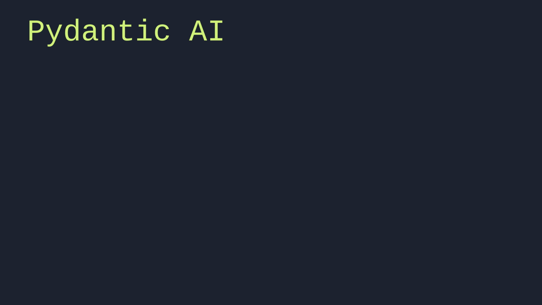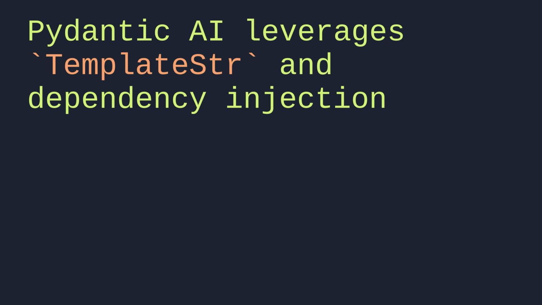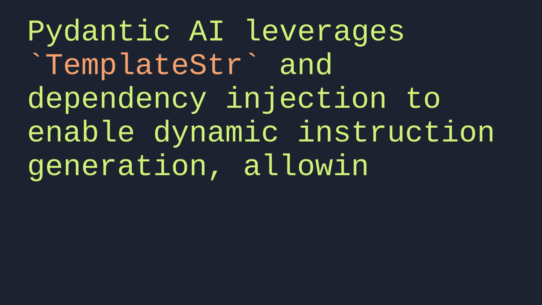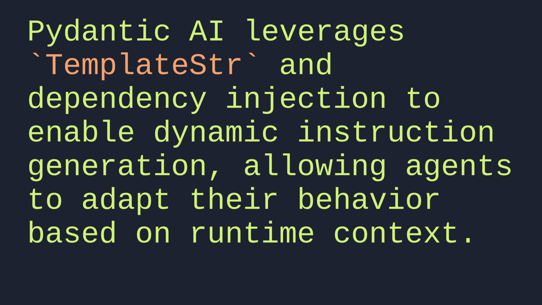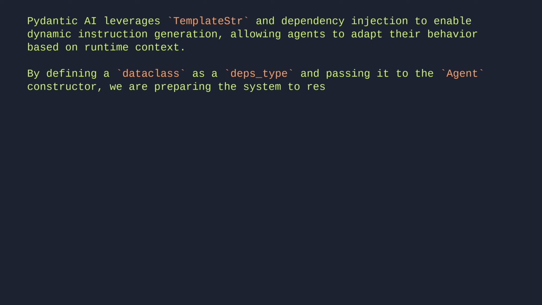Pydantic AI leverages TemplateStr and dependency injection to enable dynamic instruction generation, allowing agents to adapt their behavior based on runtime context. By defining a data class as a deps type and passing it to the agent constructor, we are preparing the system to resolve template variables at execution time through a synchronous run_sync call.